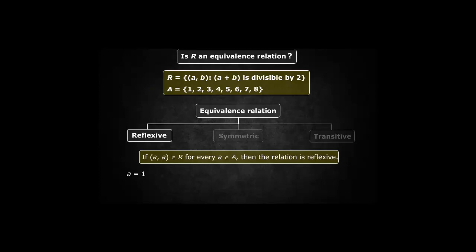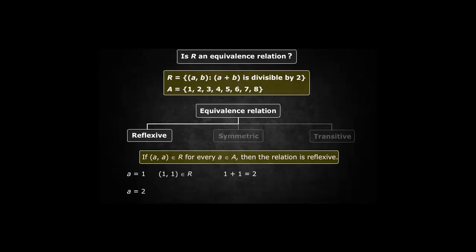Let's start. Let's say a is 1. Then what would be (a, a)? That would be (1, 1). And let me tell you one thing. (1, 1) belongs to R. You want to know the reason? 1 plus 1 equals 2 and this is divisible by 2.